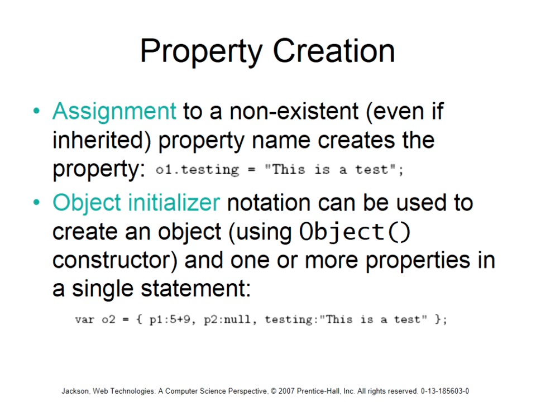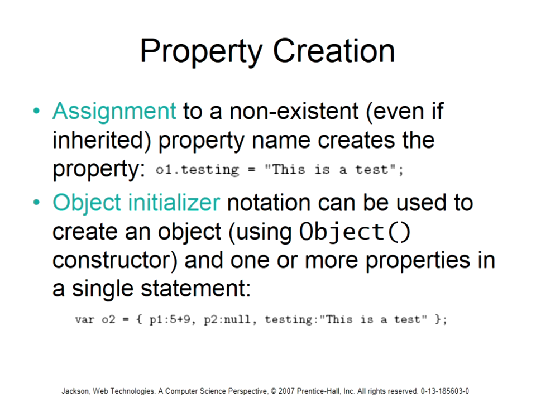Assignment to a non-existent property name creates this property. For example, when I write o1.testing equals "this is a test", that means testing does not exist for the object o1. For this reason, this property will be created.